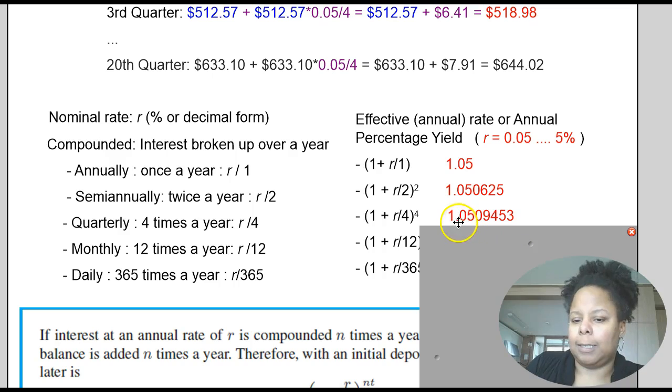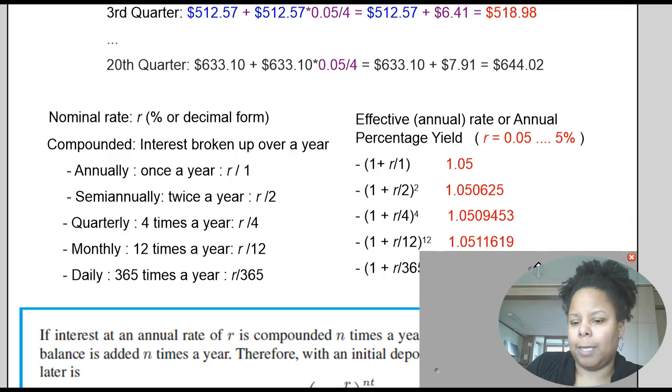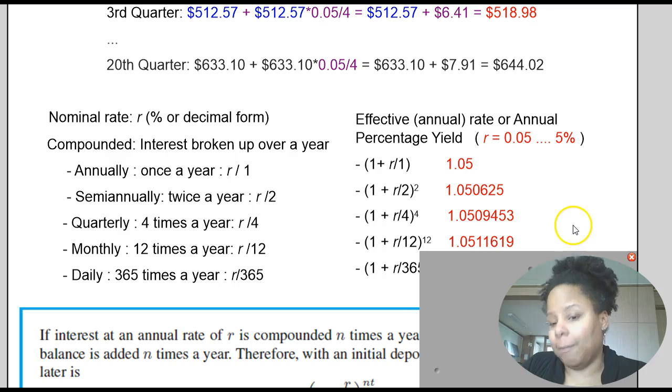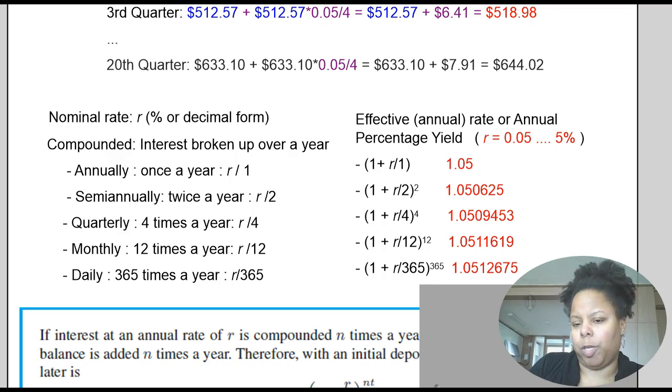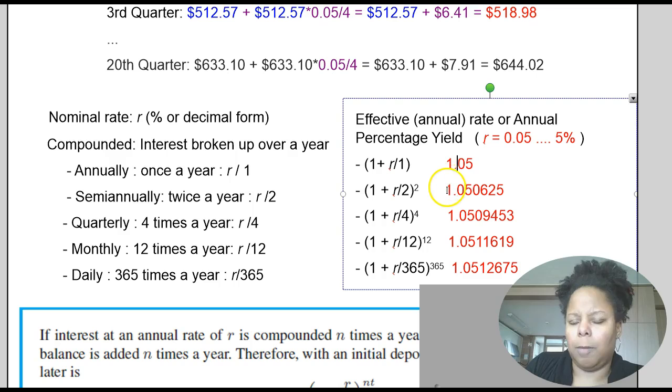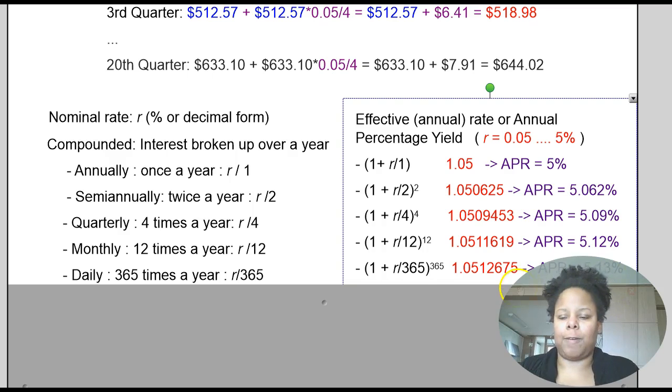If it's quarterly, then the annual percentage yield will be 5.094453%. If it's monthly, the annual percentage yield will be 5.11%. And if it's daily, the annual percentage yield will be 5.12% per year. So even though the nominal rate is the same 5%, the actual annual interest rate, as you can see, is going to be about 5.13%. The more often you compound in a year, the higher it gets.